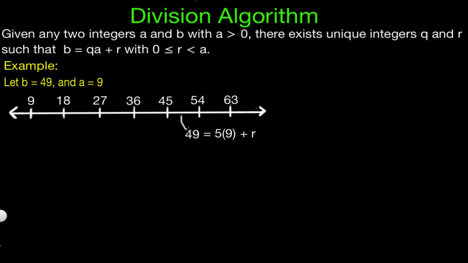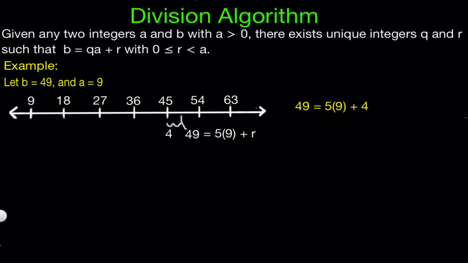Now we just need to find the remainder. The gap between 45 and 49 represents the remainder, and in this case the remainder is 4. So we would write 49 equals 5 times 9 plus 4, and we can clearly see that 4 is greater than or equal to 0 and less than 9. So we've seen a pretty basic example of the division algorithm, and I don't think the concept is too hard to grasp. But the proof of this is maybe a little bit more difficult to see.